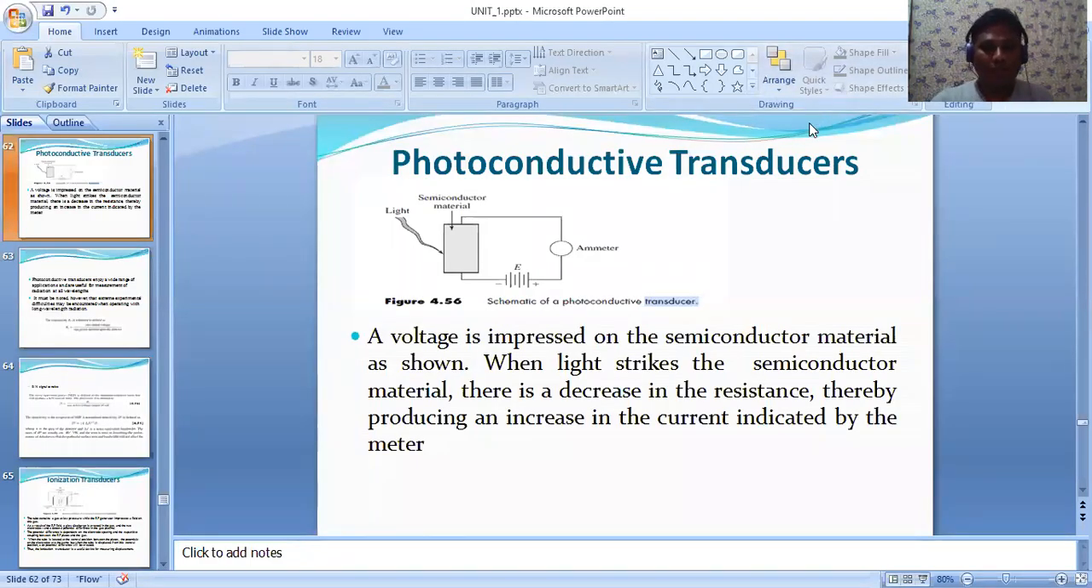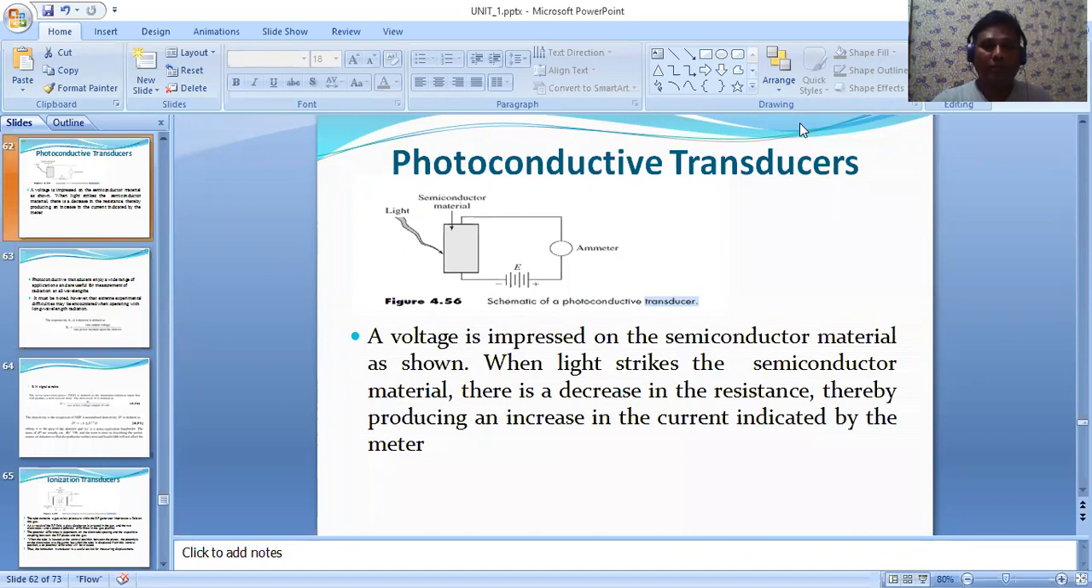In this class, we will discuss photoconductive transistors, ionization transistors, Hall effect transistors, and finally digital displacement transistors. Okay, now we go to photoconductive transistors.